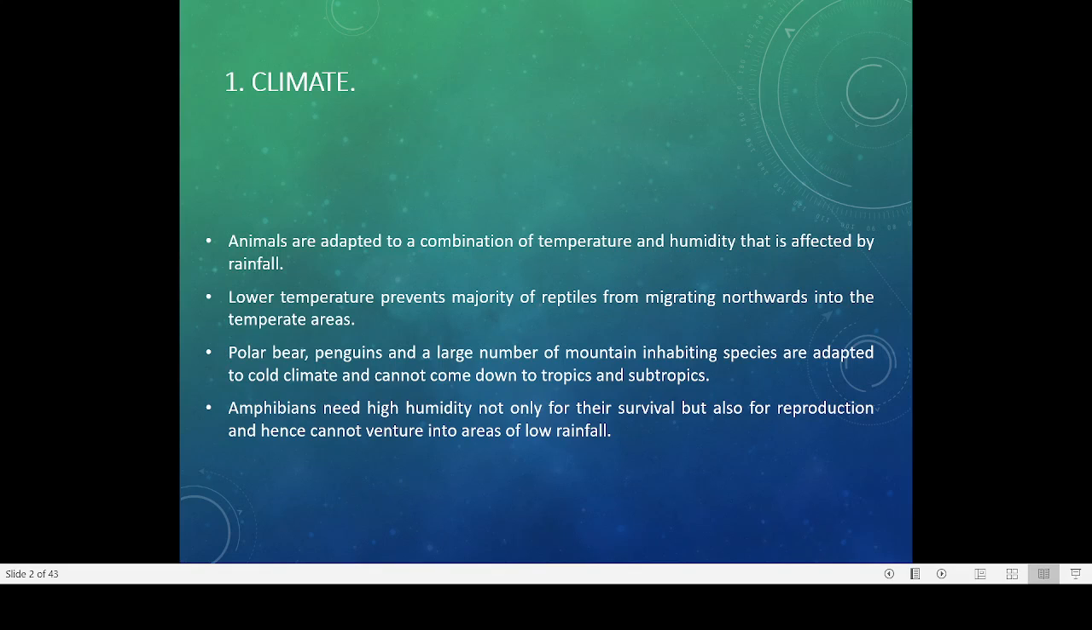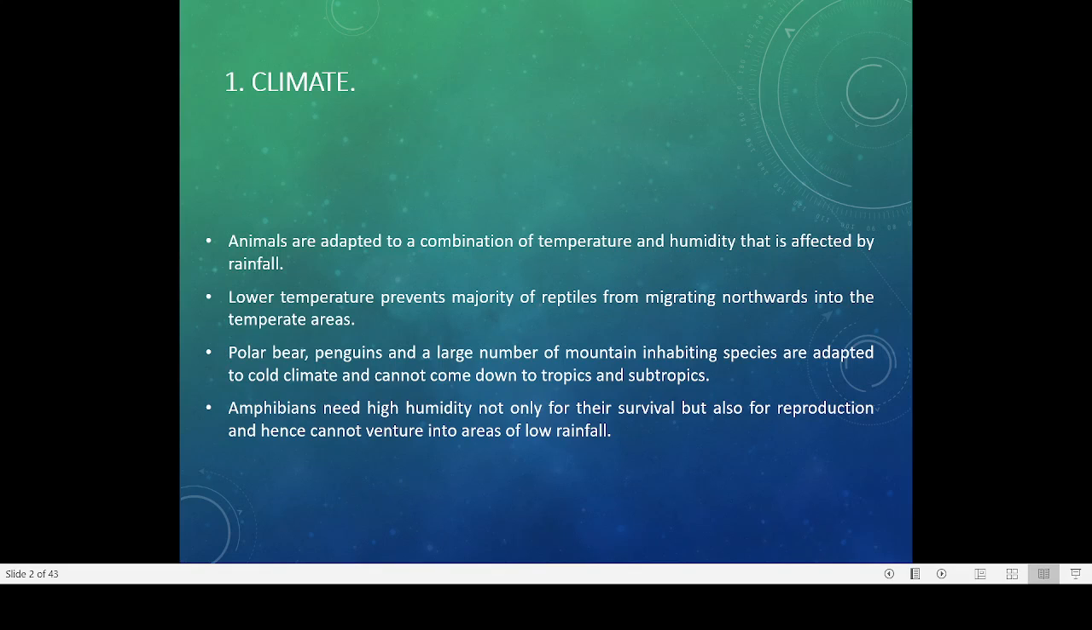So now listen here. The climate is actually contributed by a combination of temperature, rainfall, as well as humidity. So how much rainfall is falling on an area will be controlling or determining the climate of that area. Now, lower temperature prevents the majority of reptiles from migrating northwards into the temperate area.